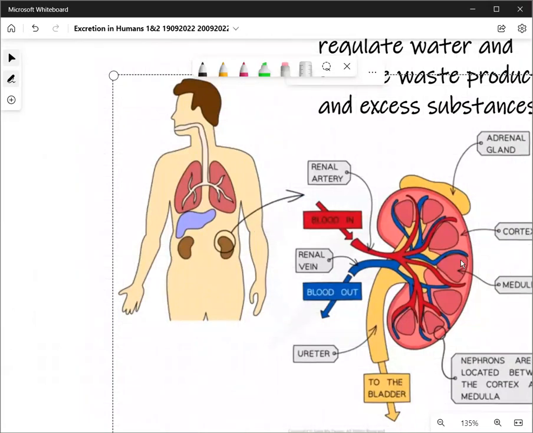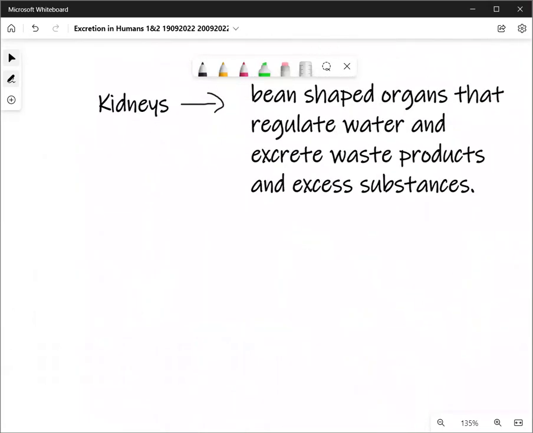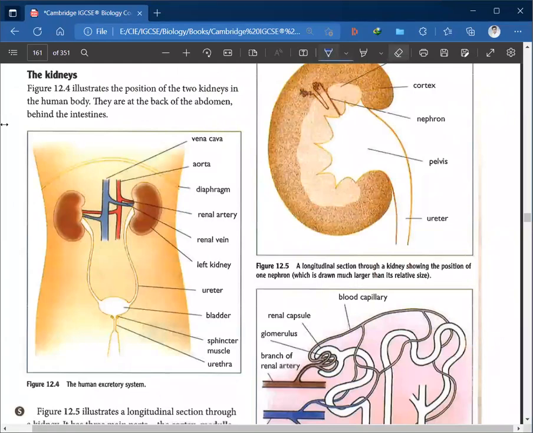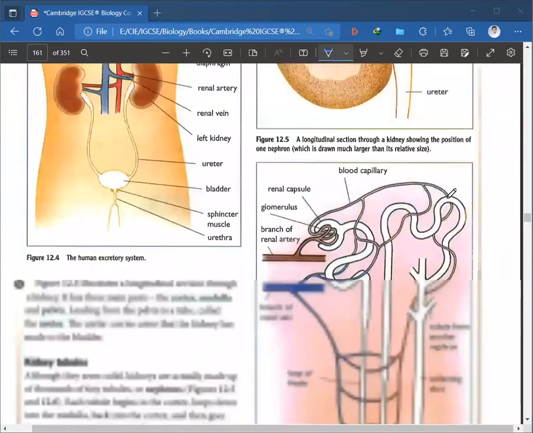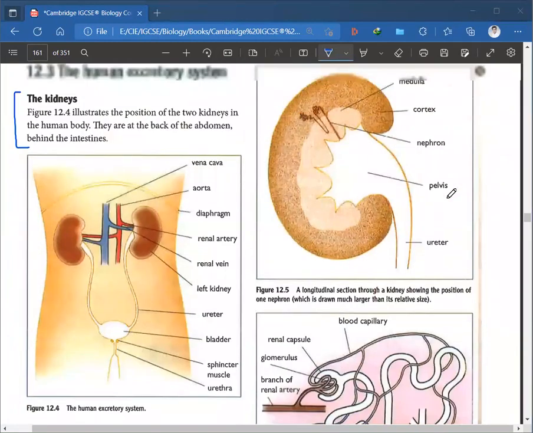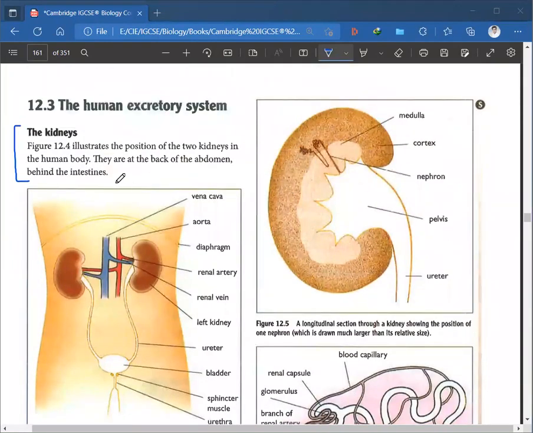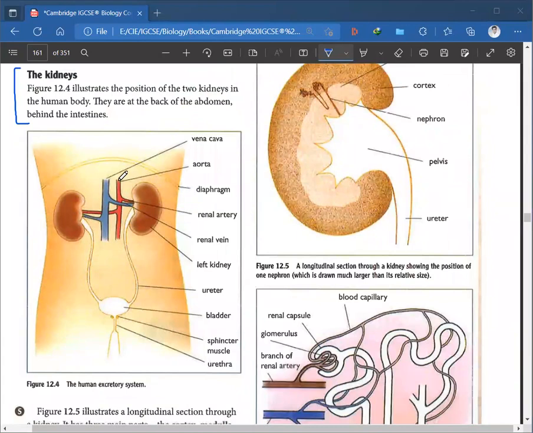Okay. Now I'm going to give you a better diagram in the book. Zahara, start reading from here. Figure 12.4 illustrates the position of the two kidneys in the human. They're at the back of the abdomen behind the intestines.